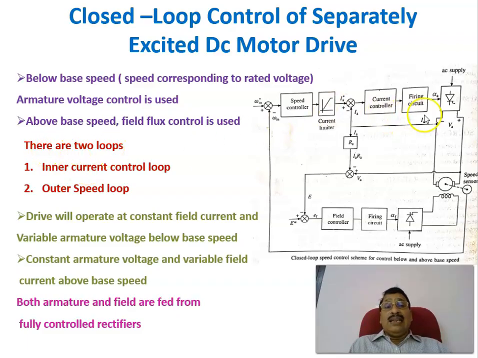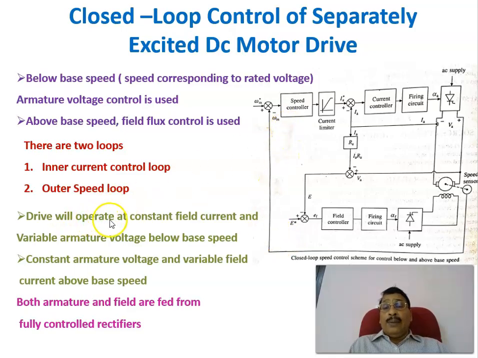One is called the inner loop, that is the current loop, and the outer loop, that is the speed loop. Therefore, in this block diagram representation of the control, the inner loop is the current loop and the outer loop is the speed loop.